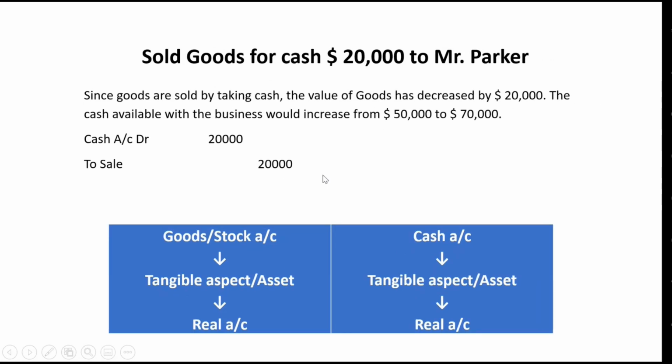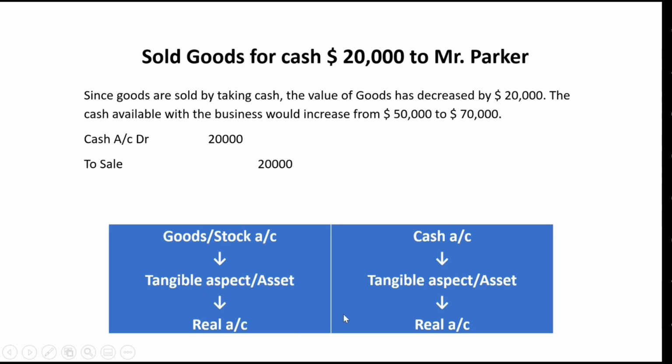So next entry that we have, sold goods for cash. Once the goods have been sold on cash, we receive cash from other parties, and the goods have gone. Whenever the goods have gone from the business, it is considered as a sale. So cash account debit to sale. Cash is real and the sale is also real. The stock is also real. Both we can see and touch.